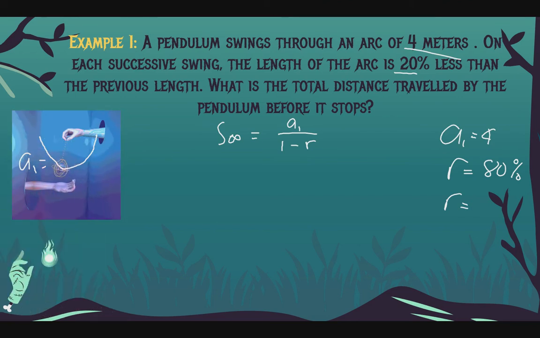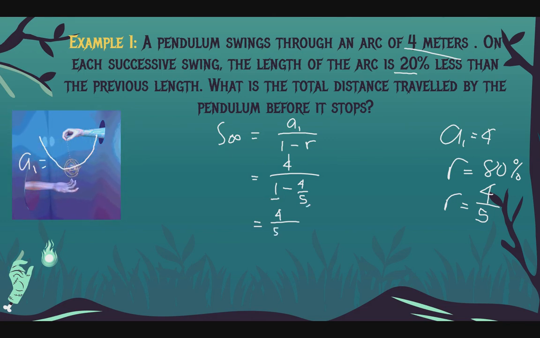So magiging S sub infinity is equal to 4 over 1 minus 4 over 5. And magiging 4 over, convert natin to na with respect to the denominator 5, maging 5 over 5. Ang goal kasi natin is kailangan maging same sila ng denominator para maging similar fraction sila. So magiging 4 over 1/5. And we know that this 4 over 1/5 is basically 4 divided by 1/5.